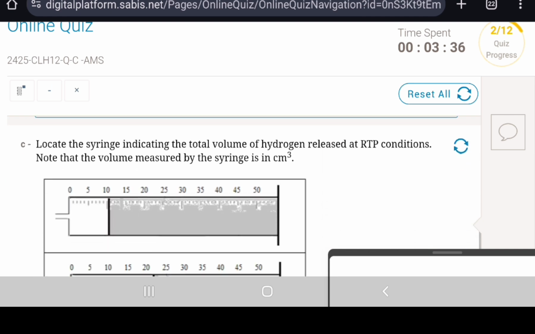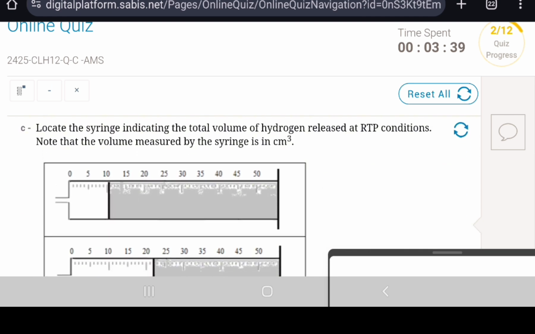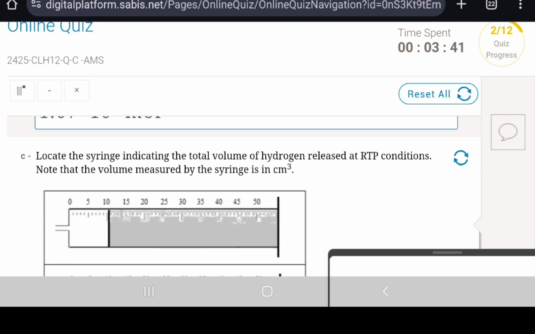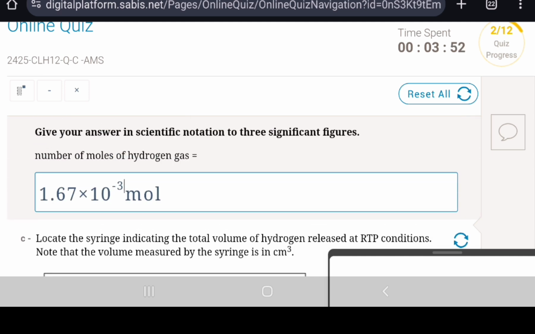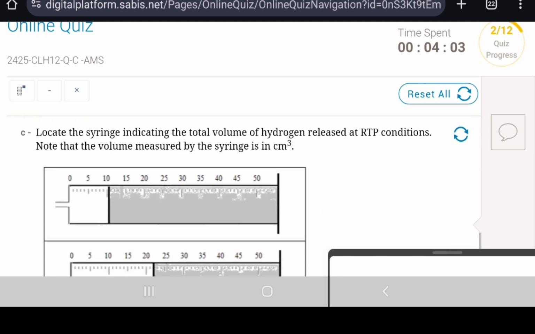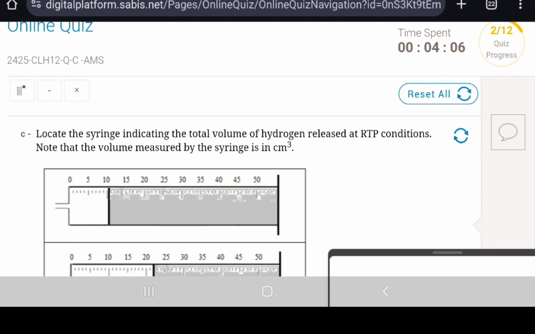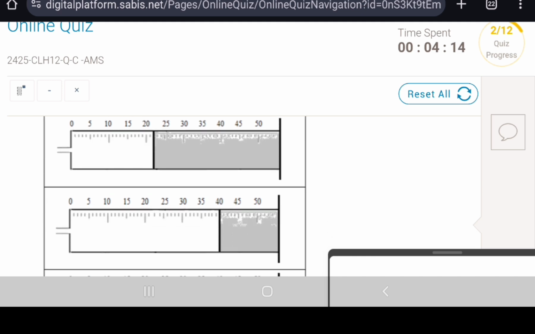Now, to find the volume in RTP, we need to multiply the moles by 24 because it's in RTP. So then we get around 0.04, but that's in decimeter cube. So from decimeter cube to centimeter cube, we multiply by 1000, which is 40.